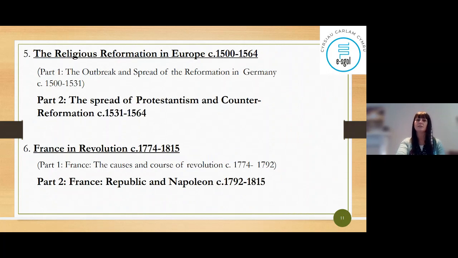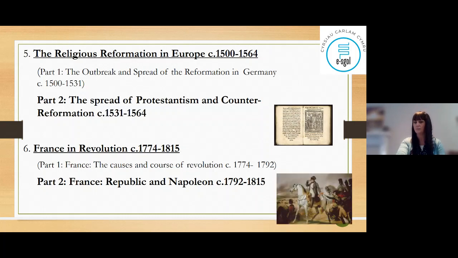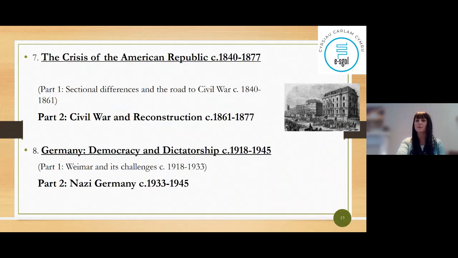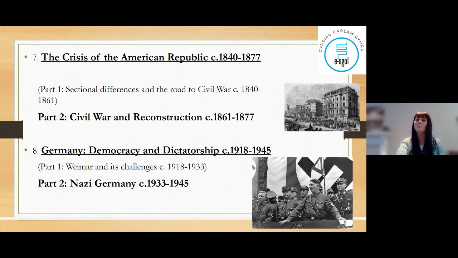You could be doing Depth Study 5, which is the spread of Protestantism and Counter-Reformation, or maybe you were doing France in Revolution, which is 1792 to 1815 in Year 13. You could be doing the crisis of the American Republic, that would be Civil War and Reconstruction, 1861 to 1877, or maybe you were doing Depth Study 8, which is Germany, Democracy to Dictatorship, and in Year 13, the part 2 would be Nazi Germany, 1933 to 45.